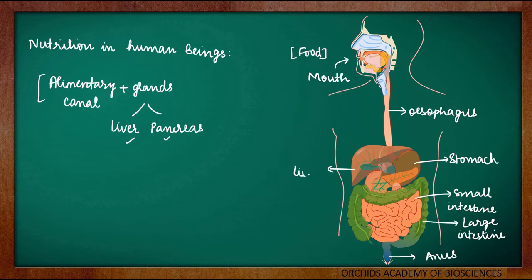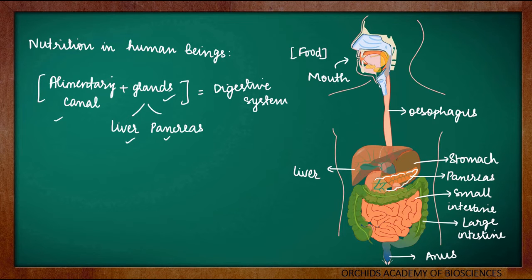This is the liver and this one is the pancreas. So alimentary canal along with the glands that are liver and pancreas is referred to as the digestive system. So if they ask us to label the parts of alimentary canal, we should not write liver and pancreas. We should just start from mouth and end at anus without including liver and pancreas. But if they ask us to label or write down the parts of the digestive system, we have to write the parts of the alimentary canal along with the glands which are associated with it.